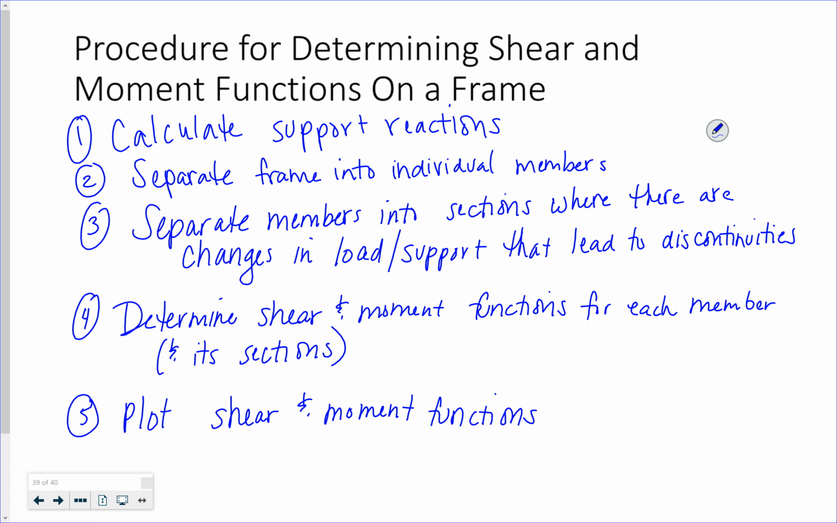So globally determine your reactions at your supports, then separate your frame into individual members and find the shear moment for each member. You may have to break it up into different sections based off of changes in loading or supports that lead to discontinuities. Determine your shear moment functions, and then you get to plot them. So we're going to do an example of what that looks like.